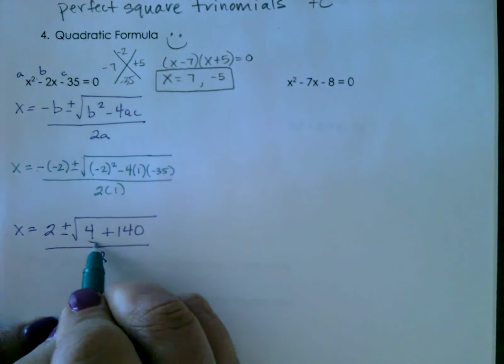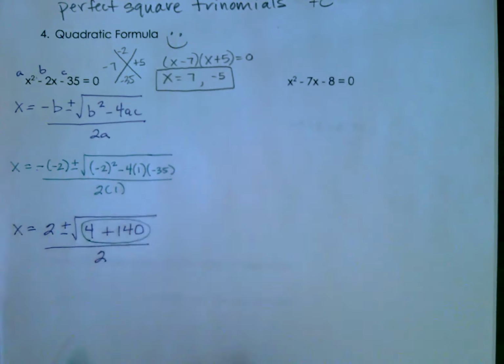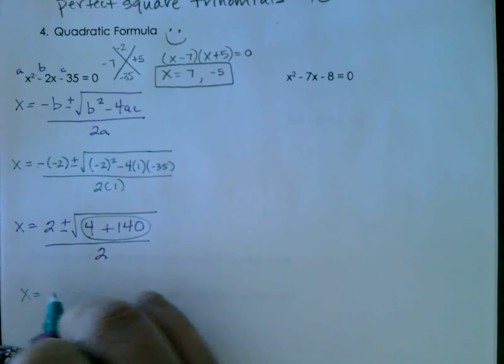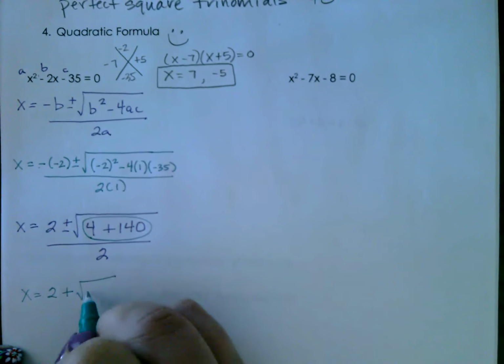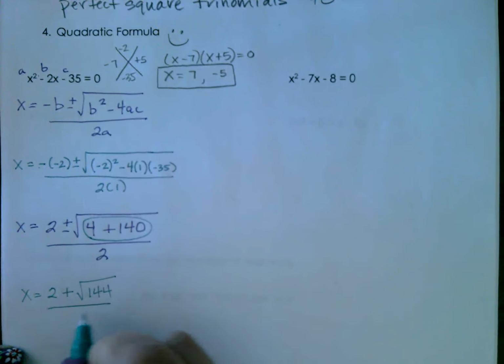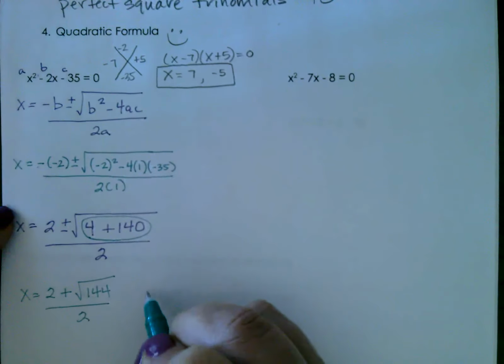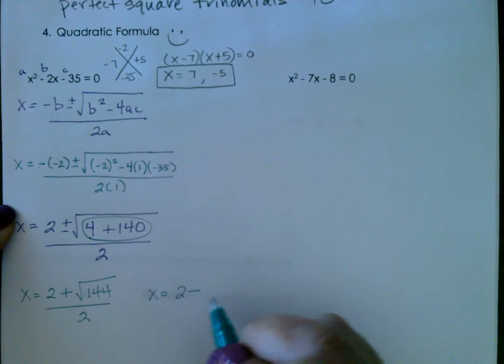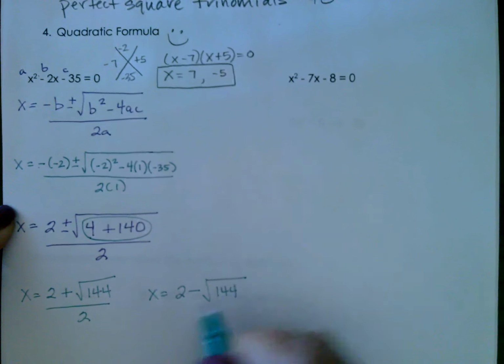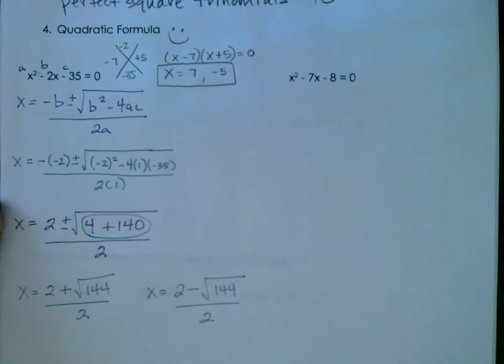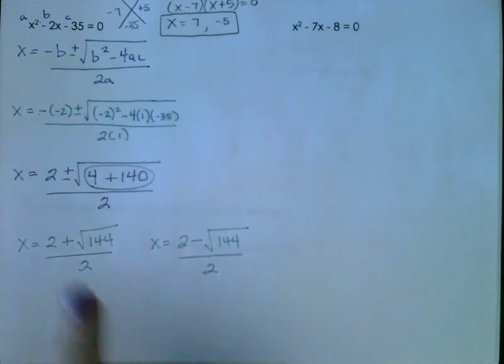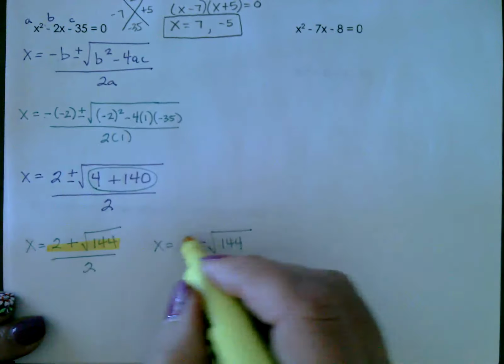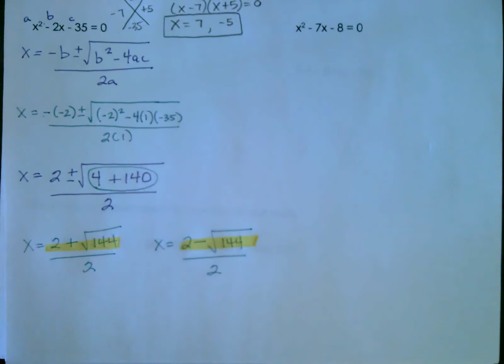I am then going to simplify under the radical sign. So I would have x equals 2 plus the square root of 144 all divided by 2. And I would have x equals 2 minus the square root of 144 all divided by 2. Way back at the beginning of the year when we were just working on order of operations, you realize this is a division problem. You will need to solve your numerators first and then divide by 2.